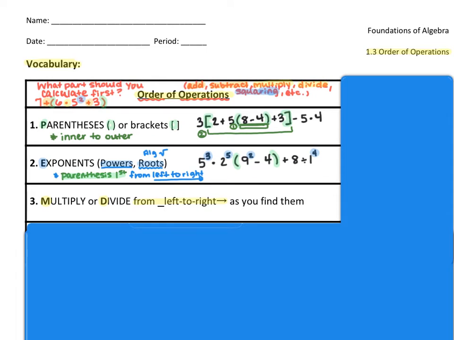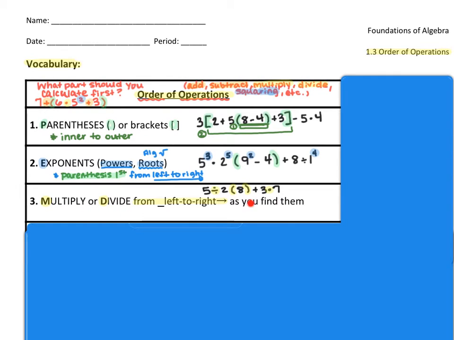Our third operations to evaluate would be multiply or divide. And we do that from left to right as we find them. This is one of the biggest misconceptions in math because when we say multiply or divide, many people believe just because we say multiply first, that means that you should multiply before you divide. But that is not the case.